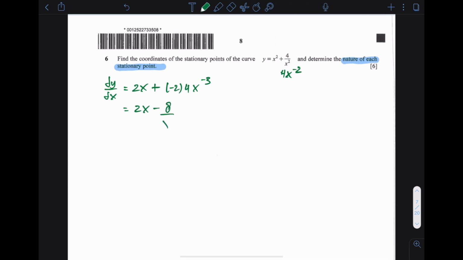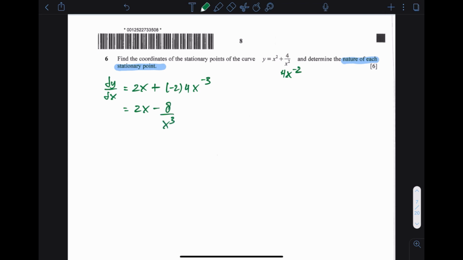Question 6. Find the coordinates of the stationary points of the curve and determine the nature of each stationary point. I suppose they are claiming that there is more than one stationary point. First of all, to find the stationary points, you need to prepare dy/dx, which gives us 2x plus, this one here, I like to put it down as 4x to the power of negative 2. Use your indices. When you differentiate, you bring down the negative 2, repeat the 4, then x to the power of negative 3. Simplify this, I'll get 2x minus 8 over x cubed.